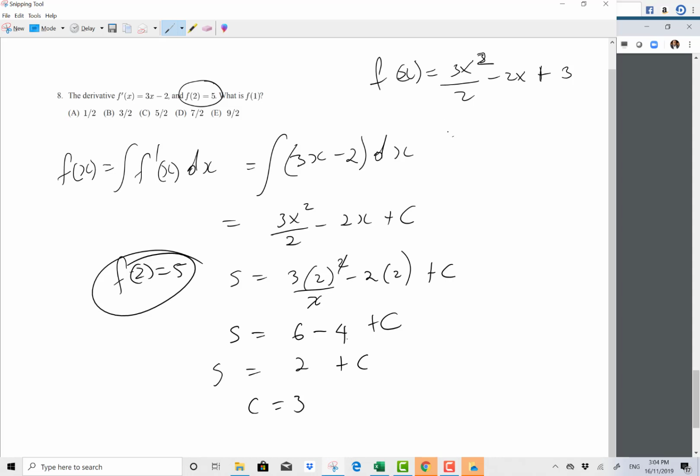For f of 1, we simply plug 1 into this expression. We're going to have 3 over 2 minus 2 plus 3. This plus that gives me 4.5 minus 2. This is going to be 2.5, which is 5 over 2. So my answer is 5 over 2.